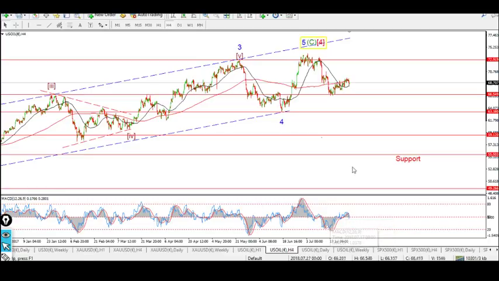I don't think there's any way that I can count this retracement higher as anything but a corrective retracement of the 5-wave pattern to the downside. So we've yet to confirm that, obviously, but let's get to the short-term chart and see how this is breaking out.